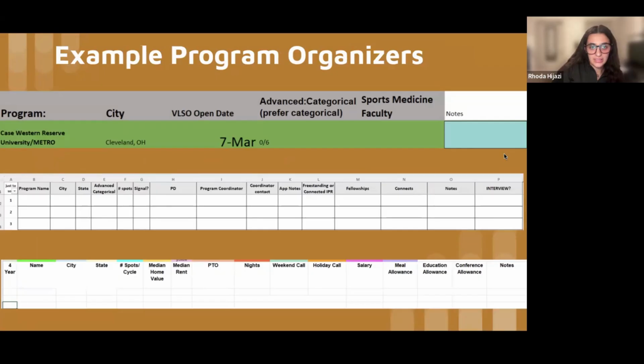And I think this is just an example of a program organizer. I don't know who made this one, but it wasn't me, but it gives you an idea of how detailed you can get. I definitely recommend creating some sort of spreadsheet or organization once interviews start, because programs begin to really blur together. You can track the basics like location, advanced versus categorical, and everything like that. Some people also track lifestyle factors, as you can see here, like PTO, housing costs, allowances. And those details become really important a year from now. So yeah.